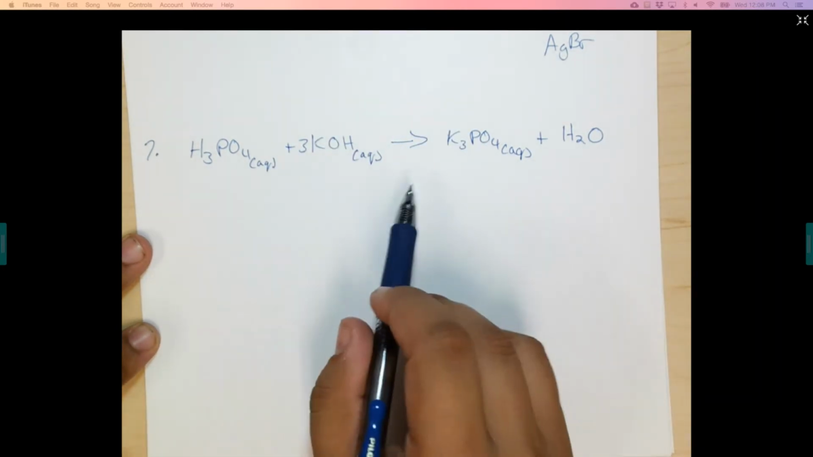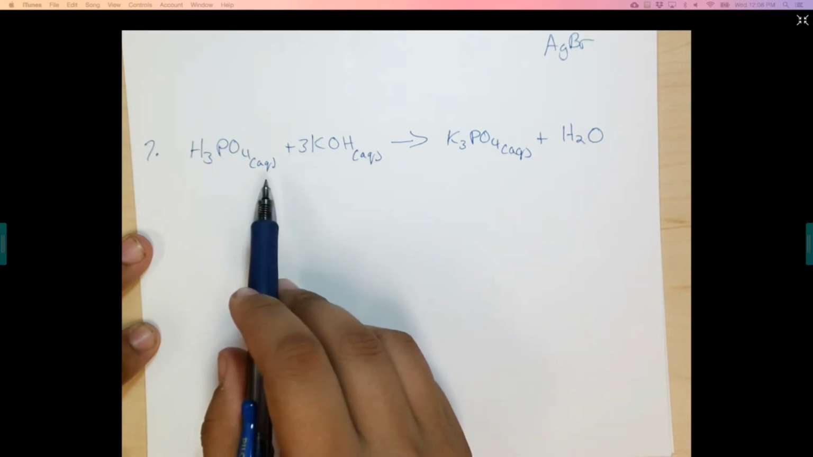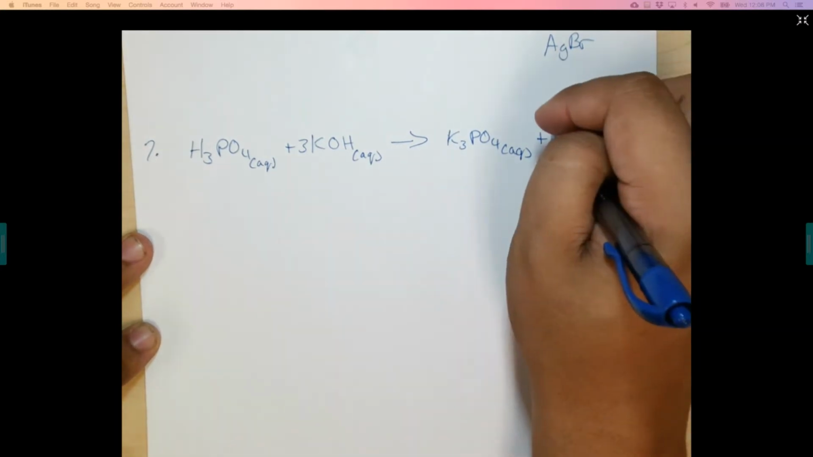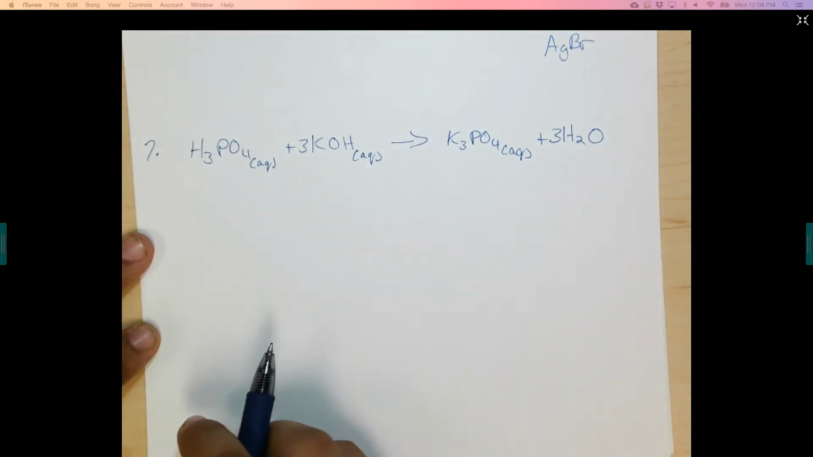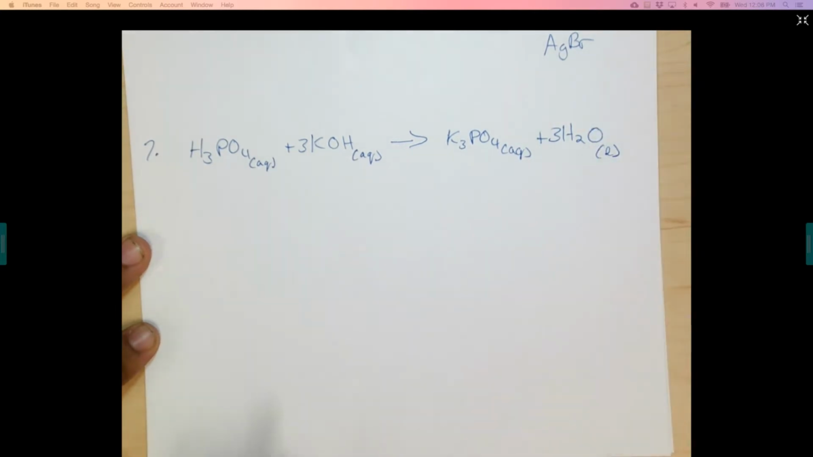Now, if we look at balancing this equation, we see that a 3 on potassium hydroxide will give us a total of 6 hydrogens and a total of 7 oxygens. Putting a 3 here gives us 6 hydrogens and 7 oxygens. Okay, so now we have a balanced chemical equation. And again, water is always a liquid.